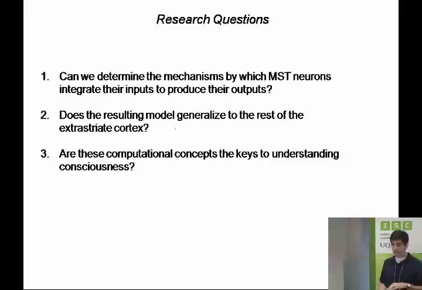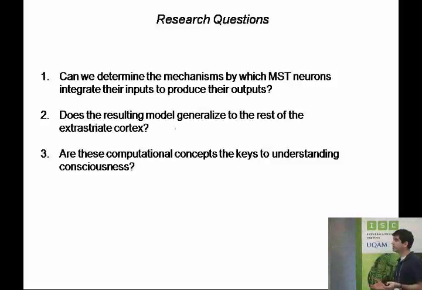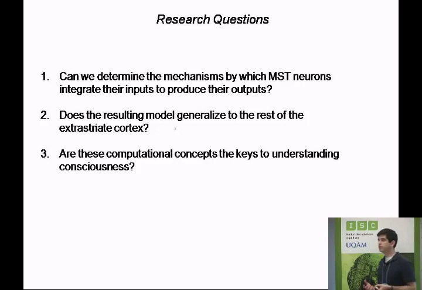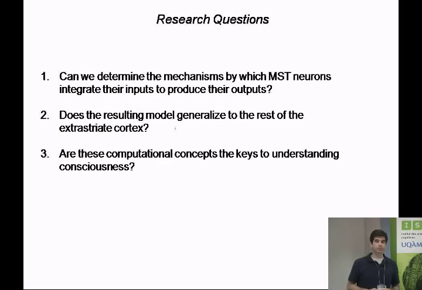So the questions I'm going to ask in this talk, there are 3 questions. One is, can we determine the mechanisms by which MST neurons integrate their inputs to produce their outputs? Why MST? Well, MST is a very challenging thing to understand. It's many, many synapses away from the retina. It's at the very highest level of the dorsal visual hierarchy. We don't have good mathematical models of it. Until we have a good mathematical model of MST, we can't really say with any confidence that we understand how these sort of motion responses are computed. And hence, we can't really say what the area is doing.